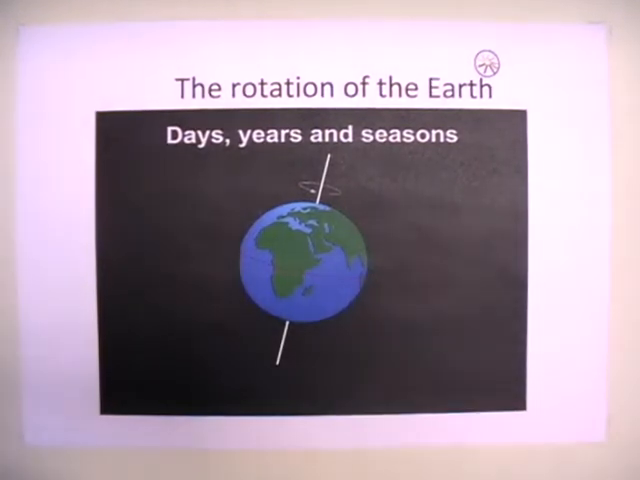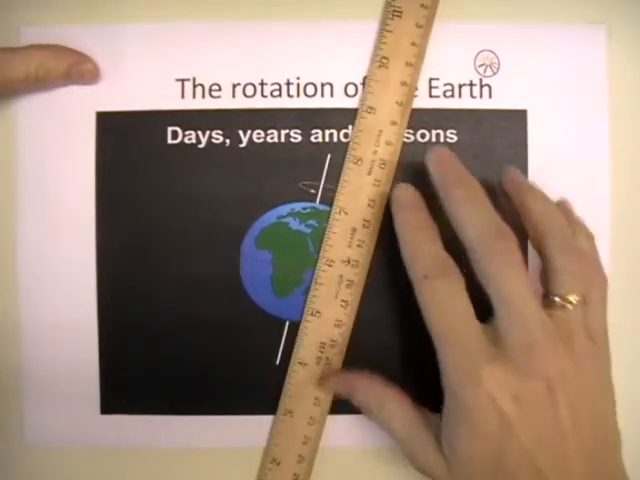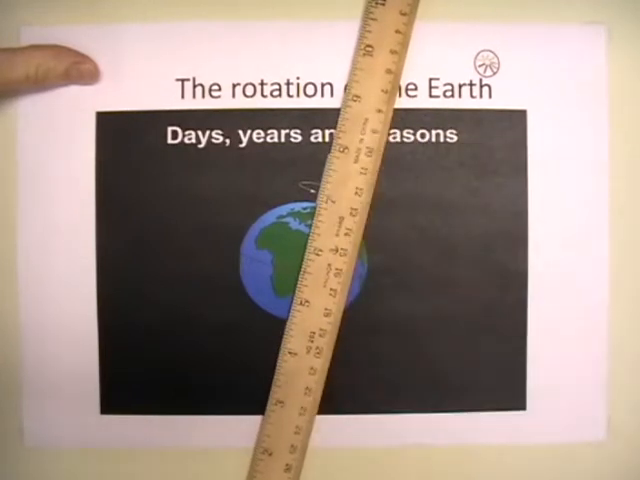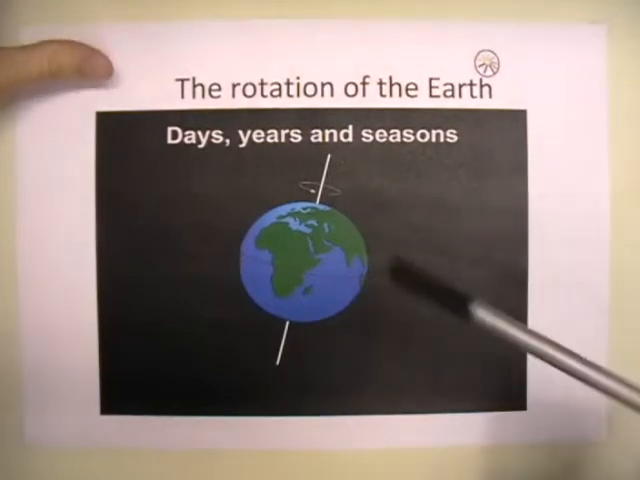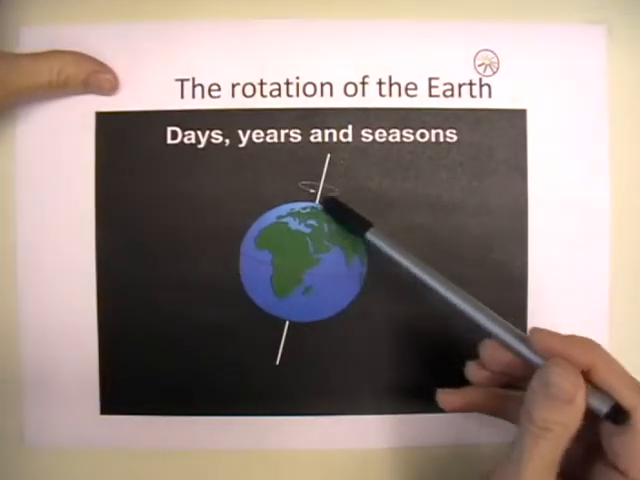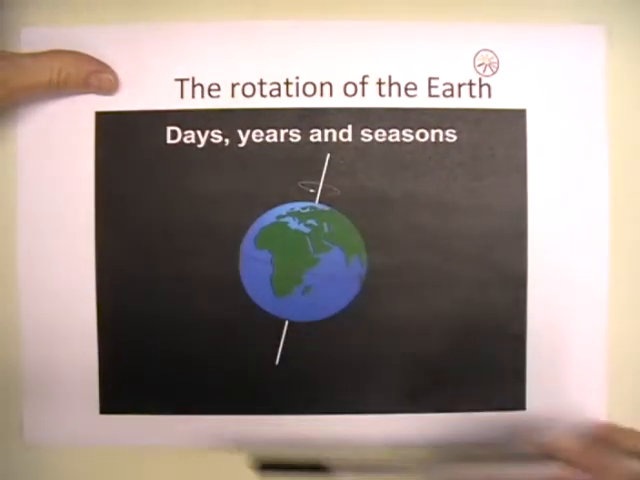The rotation of the earth. We know that the earth rotates on an axis. Now that axis is along here, and it's not actually there. Scientists have worked out that the earth is actually spinning around an imaginary axis, and that imaginary axis is like this line down through the centre of the earth.